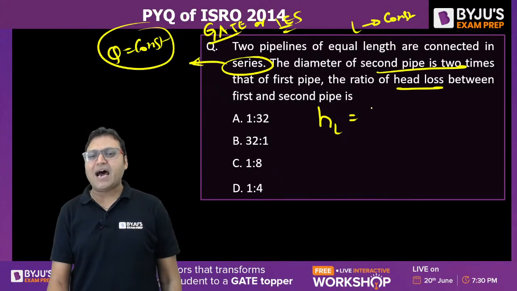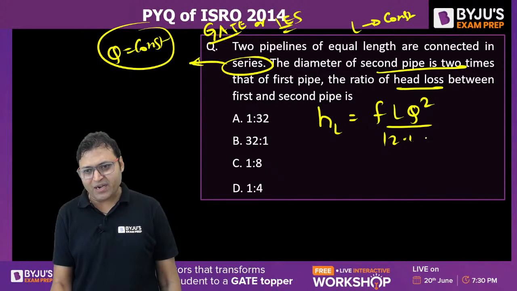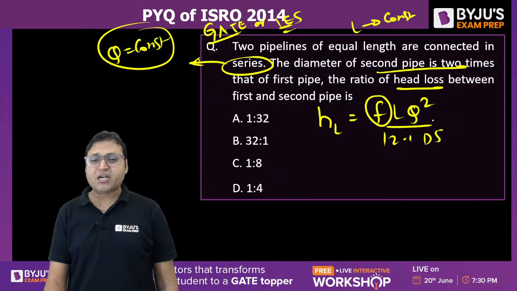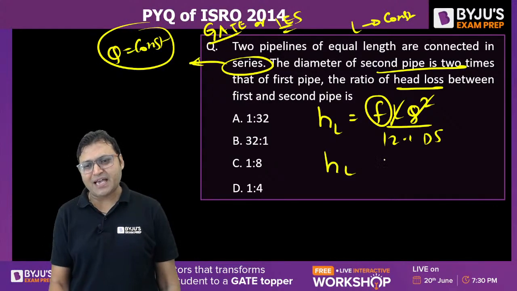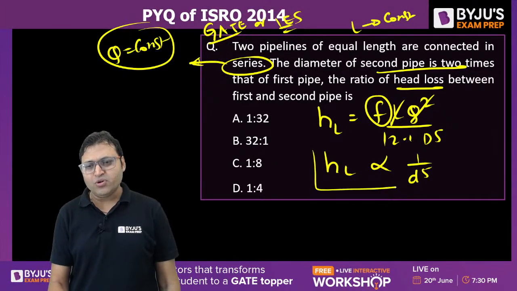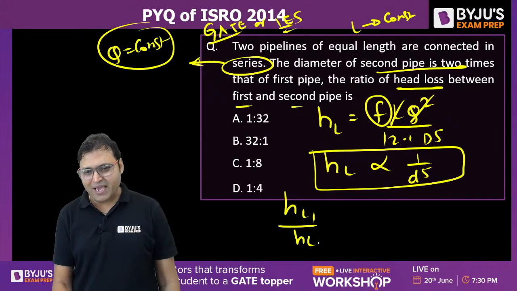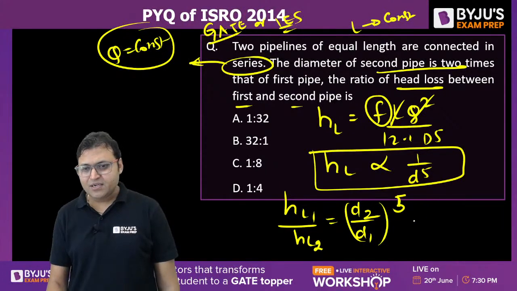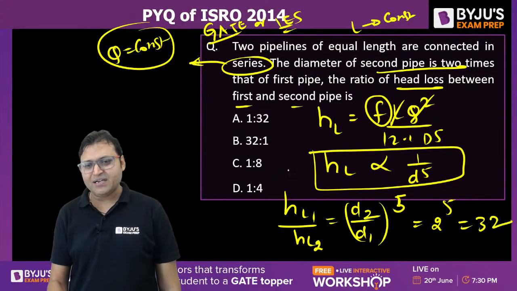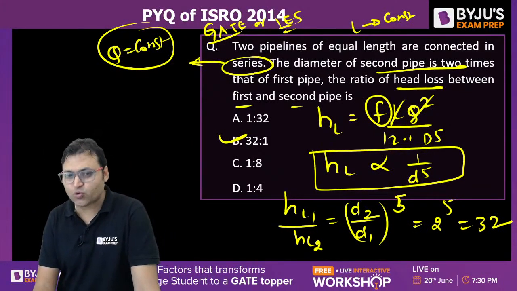According to the Darcy-Weisbach equation, we can write HL equal to fLQ squared upon 12.1 D to the power 5. If nothing is mentioned about the friction factor, we can assume it as constant. Length is constant, discharge is constant. So HL is inversely proportional to D to the power 5. HL1 by HL2 is equal to D2 by D1 to the power 5, and D2 is twice D1. So it is 2 to the power 5, that is 32. It will not be 1 is to 32; it will be 32 is to 1.